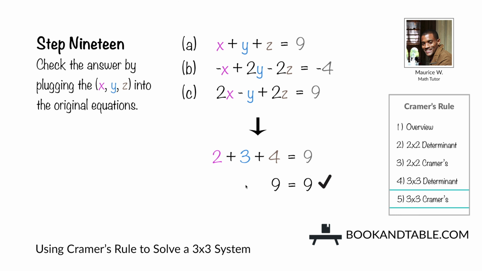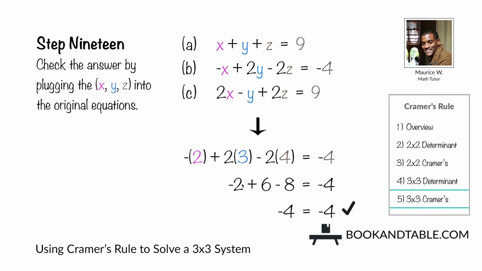So now we look at equation B, and we get -2 plus 2 times 3, which is 6, minus 2 times 4, which is -8. -2 plus 6 is positive 4, and positive 4 minus 8 is -4. -4 is equal to -4 confirms these are the correct values for x, y, and z for equation B as well.